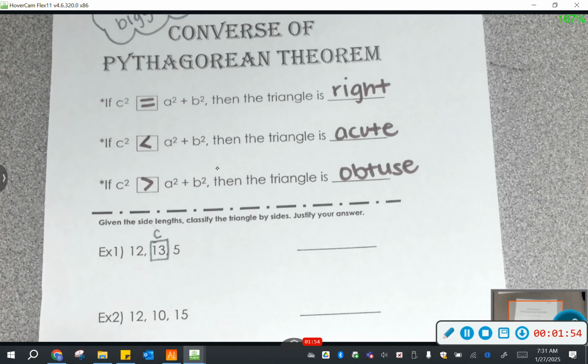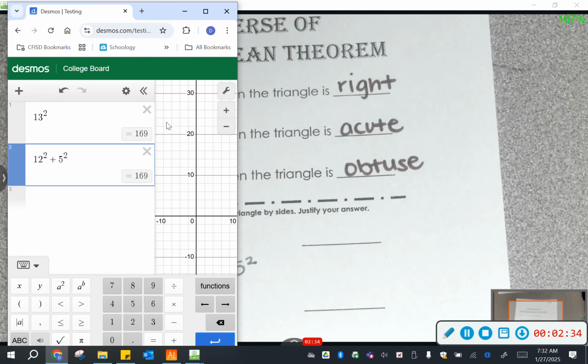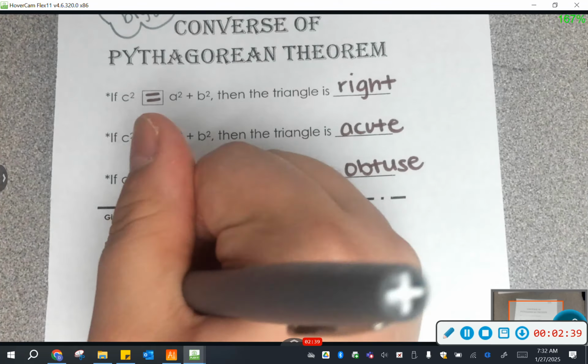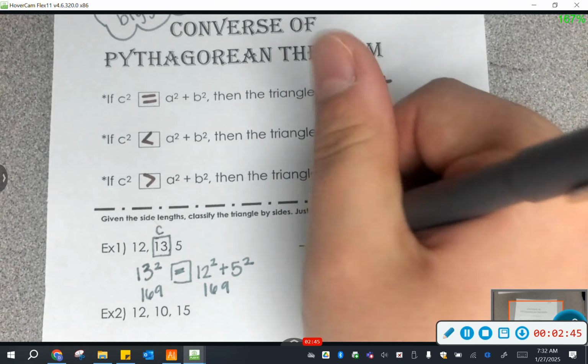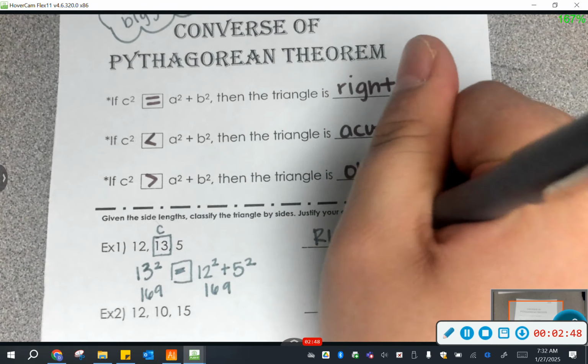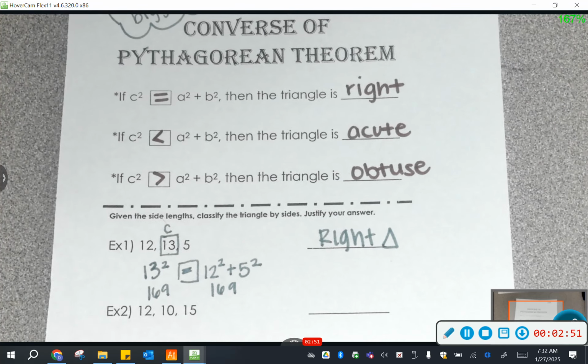So I'm going to go into Desmos, and in Desmos, I'm just going to write these down. What is 13 squared? 169. What is 12 squared plus 5 squared? So they're both 169 and 169. How do these compare to each other? They are equal. If they are equal, what's my answer? It is a right triangle. And that's what you're going to be expected to do on your test next week.